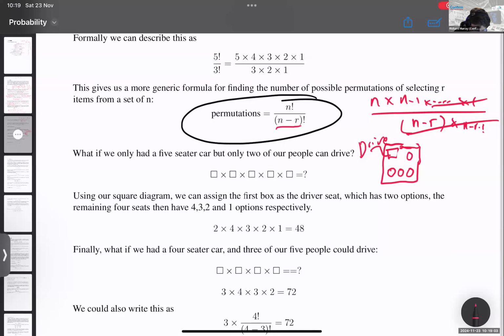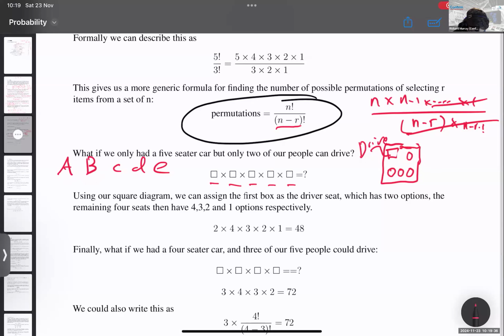So previously, we would have drawn this as 5 boxes, 1, 2, 3, 4, 5. However, not all 5 of these boxes are equivalent to each other. So we need to restrict our rules a little bit. So we have 5 people, A, B, C, D, and E, but only some of them can drive. Only 2 of our people can drive. So I'm going to write those in uppercase just so we can keep track of them. We have A and B who can drive.